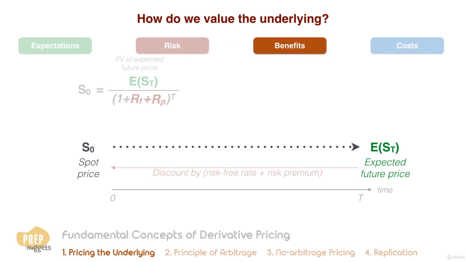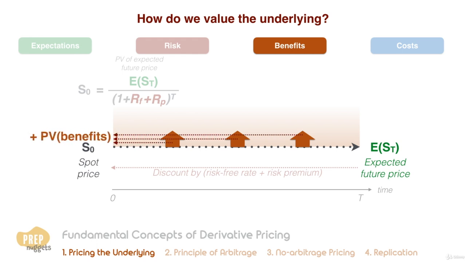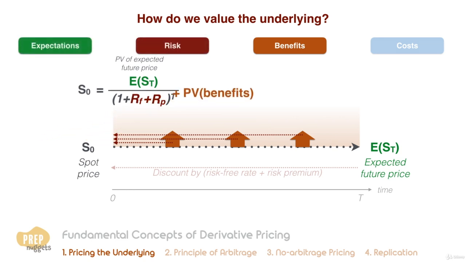Assuming that such potential benefits of holding on to an asset are certain, the monetary value of such benefits should be discounted back to time zero using the risk-free rate. The present value of the benefits should be added to the spot price.